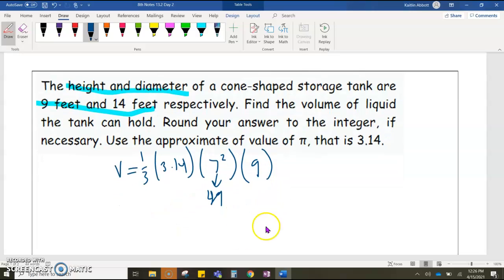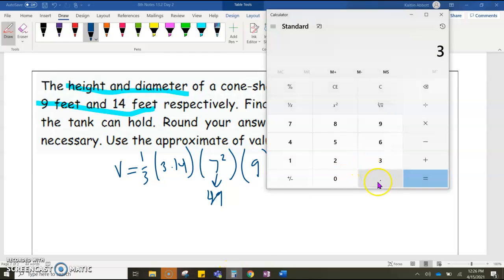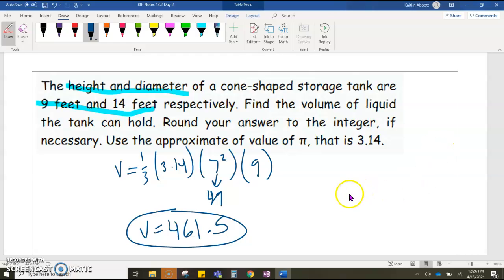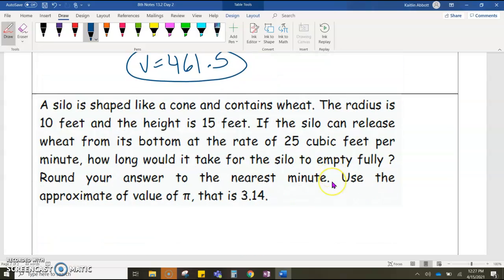Now let's shove these in the calculator. 3.14 times 49 times 9, and then divide by 3 gets us 461.5. Final answer. That's it. That one was a little tricky because they kind of didn't exactly say height and diameter. That one's a little tricky one.